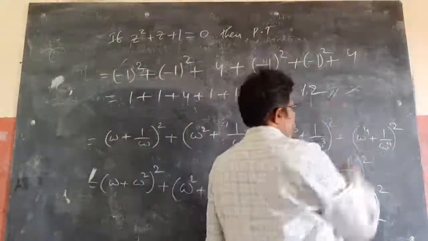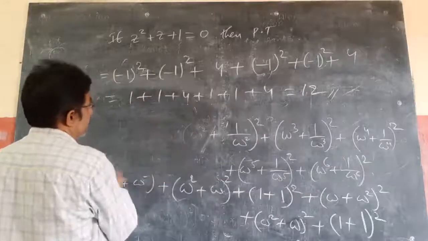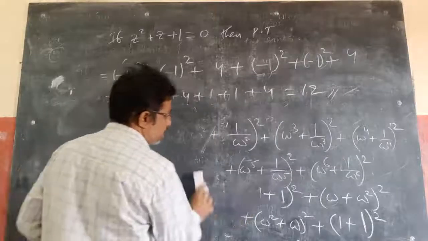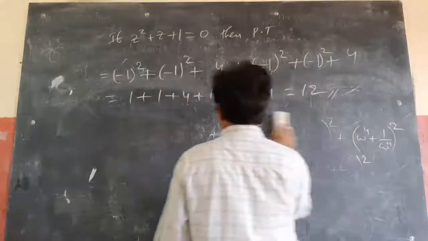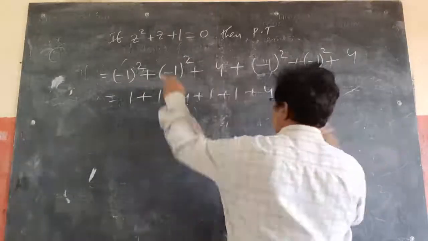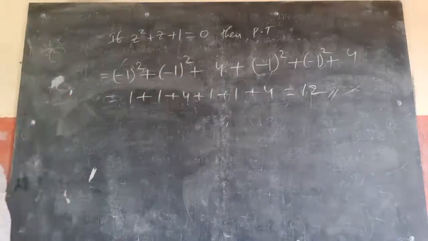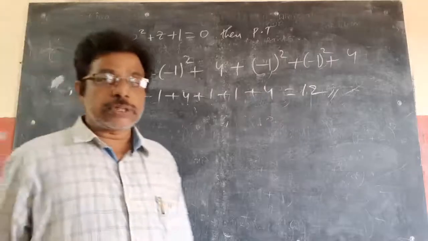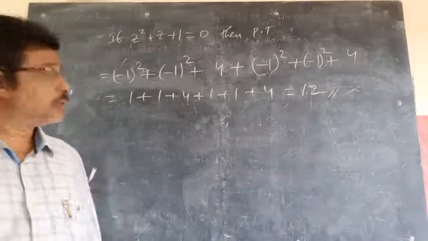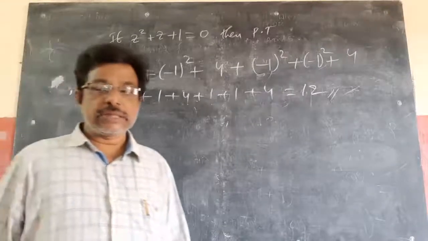Hence proved. That only is asked to prove. So we are converting by observing the equation itself. We can say that they are the cube roots of unity. The roots of this equation are omega and omega square. So by substituting and using the cube roots of unity concept, omega cube equal to 1, we got the total value as 12.